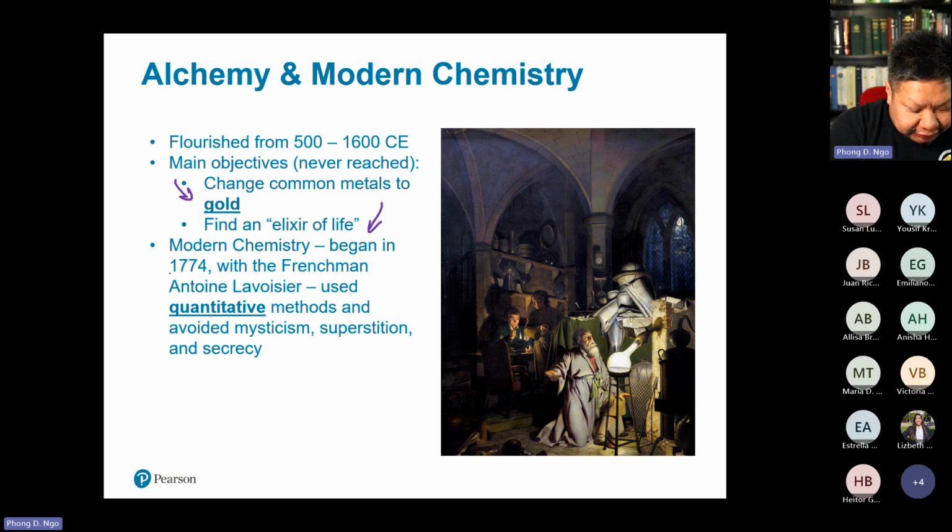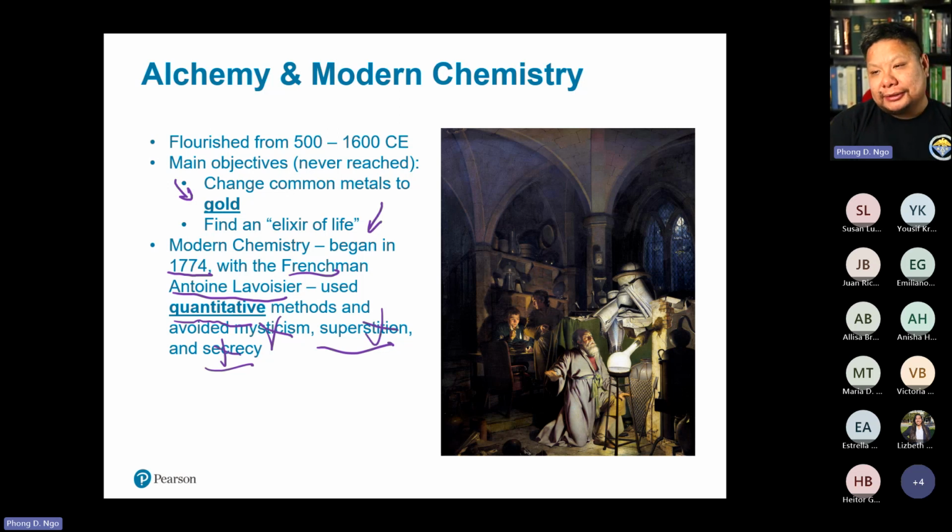So modern chemistry didn't actually begin until 1774, right before the American Revolution, by a French guy named Antoine Lavoisier, right? It's not Lavoisier, it's Lavoisier, okay? Antoine Lavoisier, right? And he used quantitative methods to avoid things like superstition and secrecy and mysticism. We don't like those things, right? We don't like mysticism. We don't like superstition. We don't like secrecy. Okay.